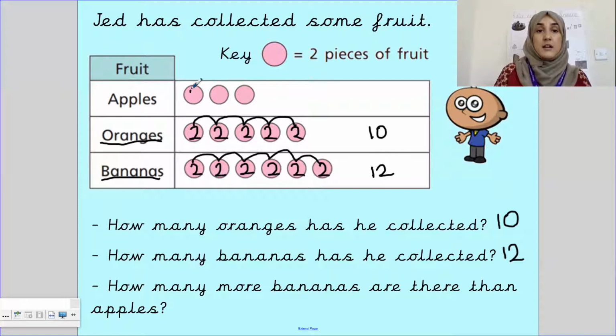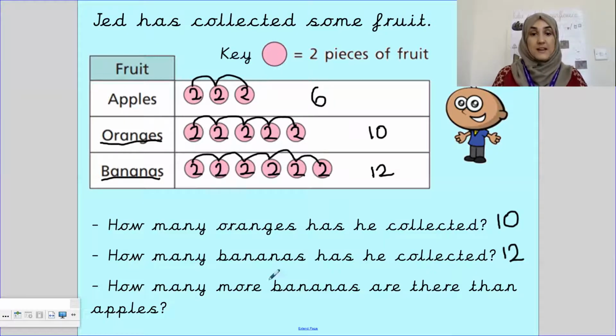So again, I know from my key that 1 pink circle equals 2 pieces of fruit. So that's 2, 4, 6. There are 6 apples. Now the question is, how many more bananas are there than apples? So if there are only 6 apples and there are 12 bananas, how many more bananas are there than apples?